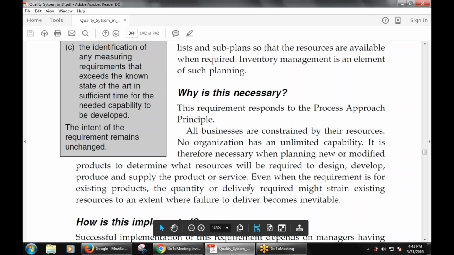And all the businesses are constrained by their resources. Everyone is using their resources, everyone is getting their resources. So there is a resource that is available.